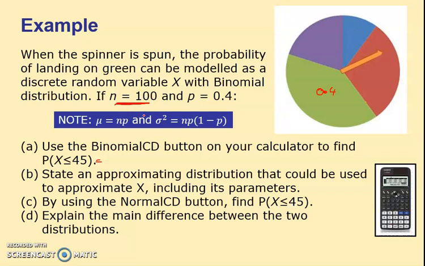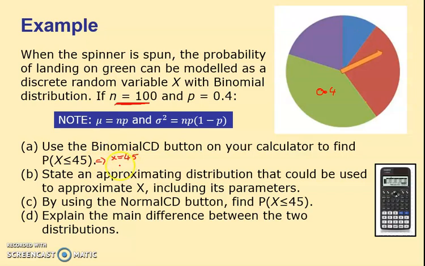But if I spin it 100 times, I'm going to go menu 7. And on menu 7, I've got binomial CD. So I have to press the down button, and then I press 1, binomial CD. And it says list of variable. I always pick variable number 2. So what's my x? My x value here, I'm going to just write it down. X is 45. So I type that in.